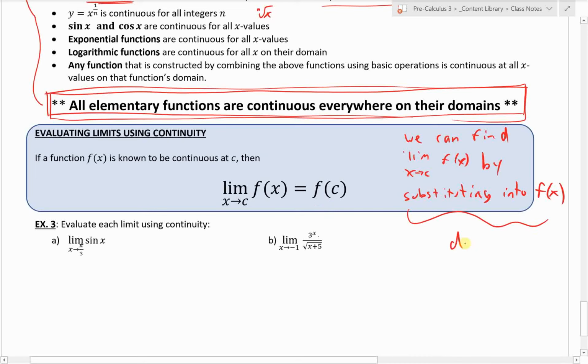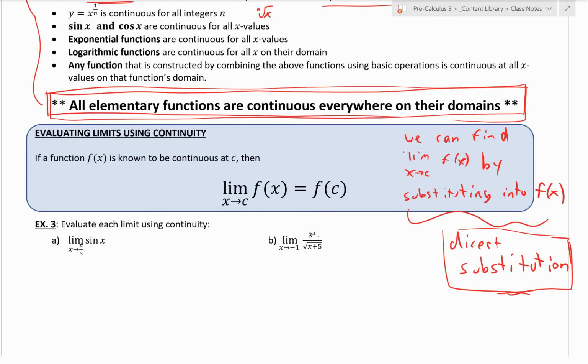We call this method direct substitution, and it is our primary, most favorite method for finding limits from this moment forward for the rest of your math career. This will always be the default first instinct for finding a limit, and you'll hear me harp on that more in the next section when we develop further methods for finding limits. But if we know that a function is continuous, we can find its limit by simply substituting it directly in.